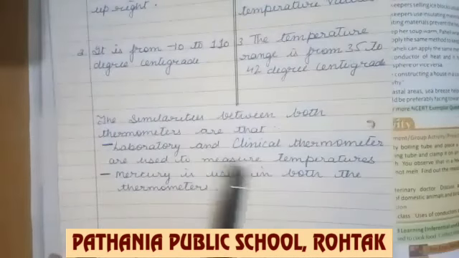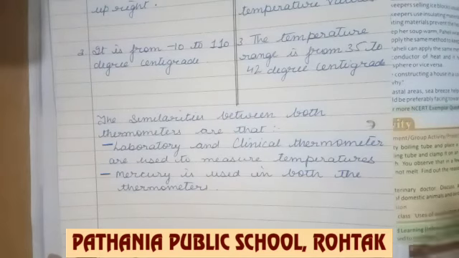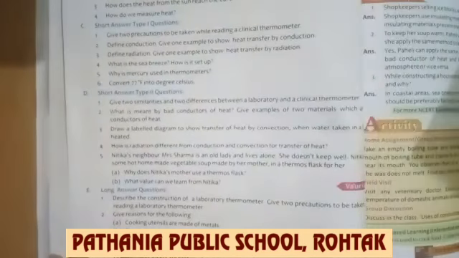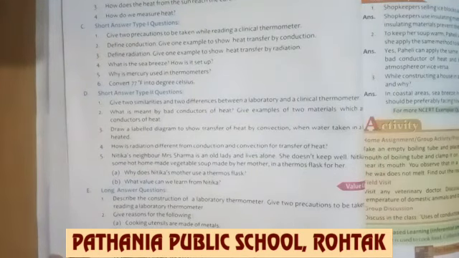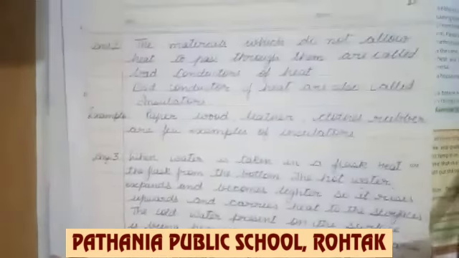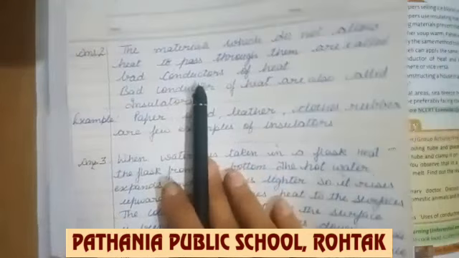42 degree centigrade. The two similarities between these two thermometers are that laboratory and clinical thermometers are used to measure temperatures. Mercury is used in both the thermometers. Next question is, what is meant by bad conductor of heat? Give example.